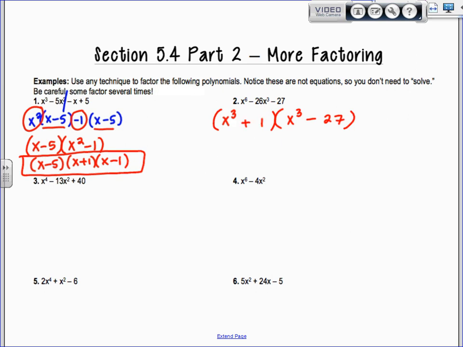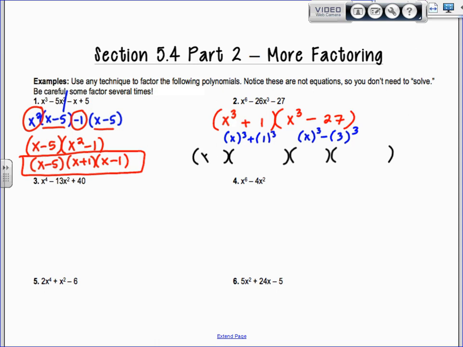Am I done? Can I box it in? No, because now you have cubes. This is going to be the sum of 2 cubes. Notice how x is being cubed plus 1 is being cubed, and this other one is x being cubed minus 3 is being cubed. So you have to break it apart even more. We have the sum of 2 cubes and the difference of 2 cubes. So I do my binomial and my trinomial, and for this one, I'm going to do a binomial and a trinomial.